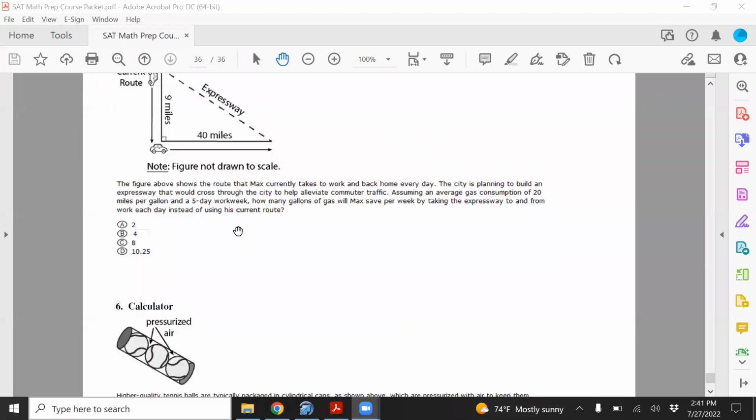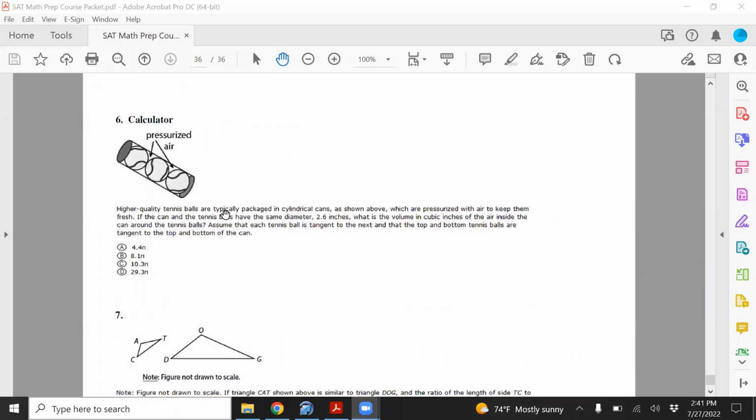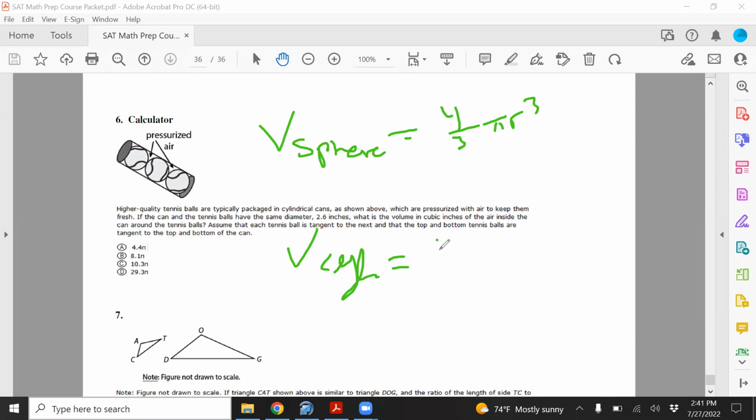Okay, let's keep moving. Let me give you some formulas here. The volume of a sphere is 4/3 pi r cubed. The volume of a cylinder is pi r squared h. That's going to be h.